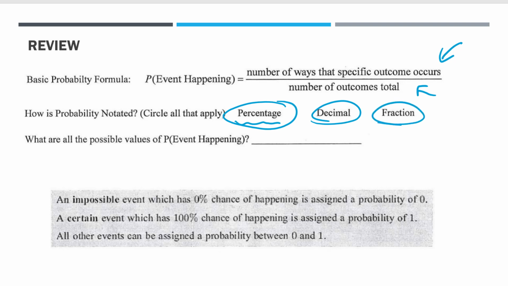So if we are identifying probability as a percentage, that's from 0 to 100%. As a decimal, that would be from 0 to 1. And as a fraction, that would also be from 0 to 1. So if we look at the three statements below, an impossible event which has 0 chance of happening is assigned the probability of 0. If an event is certain to happen, then that's 100% chance and it's assigned a probability of 1. And all of the other events will be between 0 and 1.